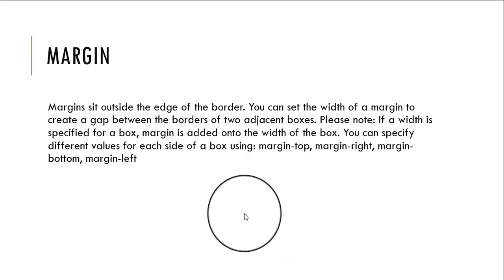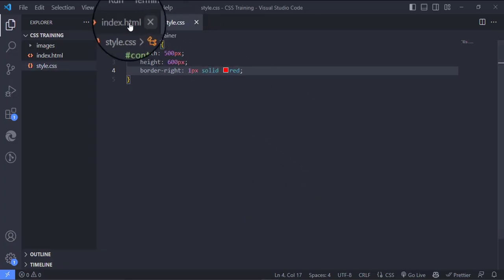And then we're going to be looking at the margin, and the margin sits outside the edge of the border, right? It sits outside the edge of the border, and you can set the width of the margin to create a gap between borders of 2 adjacent boxes. So let's just look at how it works.